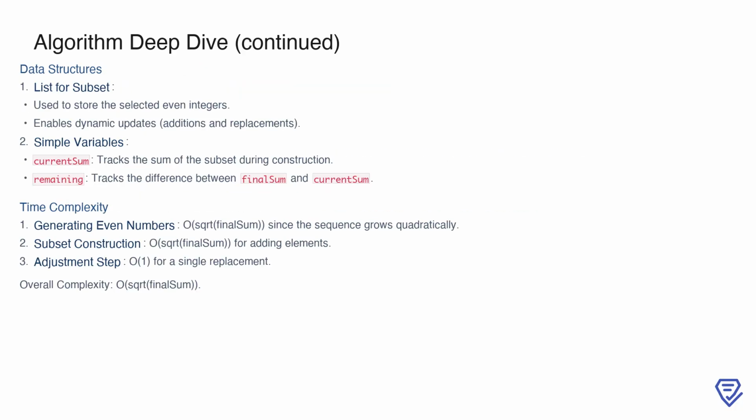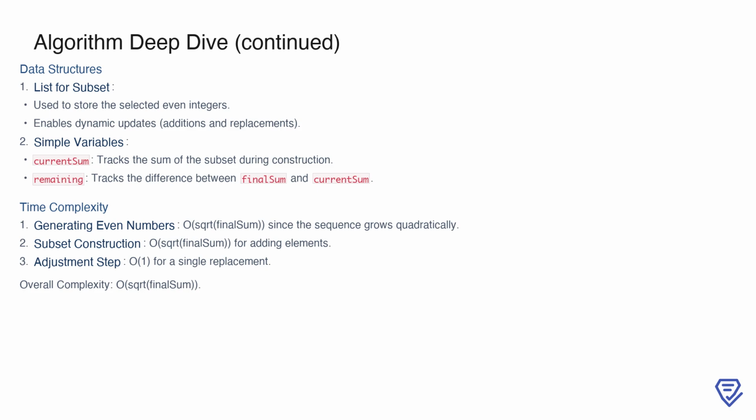To implement this algorithm, we rely on simple and efficient data structures. A list is used to store the selected even integers, as it allows dynamic updates like adding new elements or replacing existing ones. Additionally, we use variables like current sum to track the total sum of the subset as it is being constructed, and remaining to calculate the difference between final sum and the current subset sum.